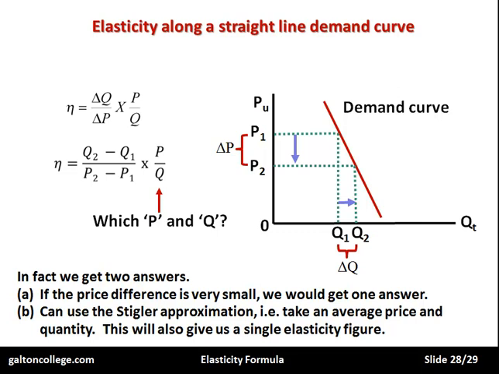We could use what's known as the Stigler Approximation, named after a famous American economist, George Stigler. And Stigler simply proposed taking an average price and quantity. So take an average of P1 and P2, and take an average quantity of Q2 and Q1, and this will give us a single elasticity figure. So you're just taking an average. And that's sometimes known as the Stigler Approximation.